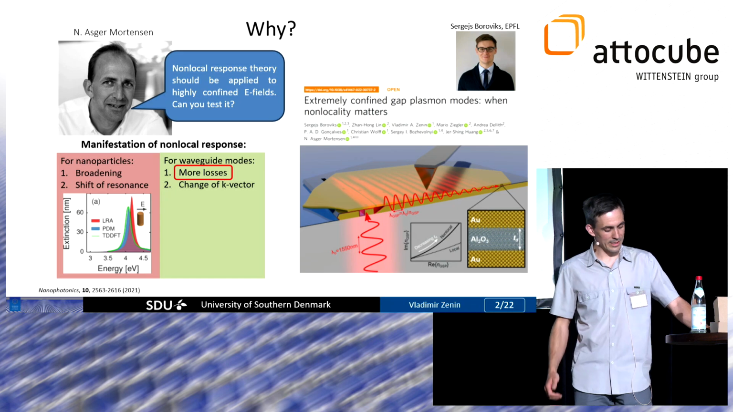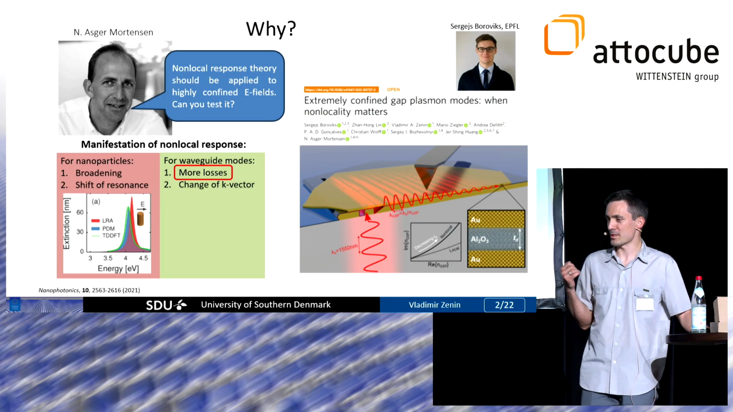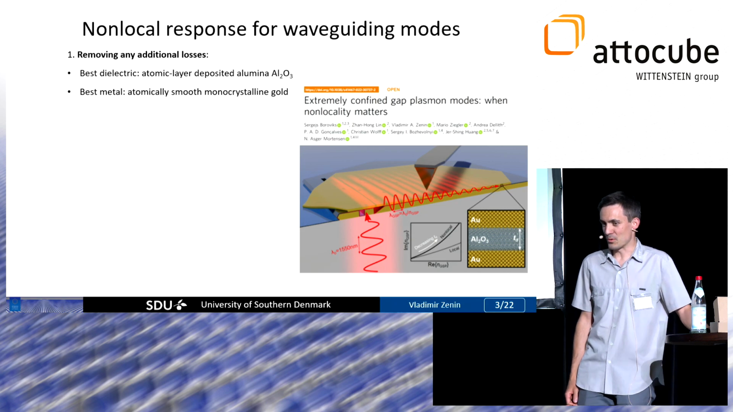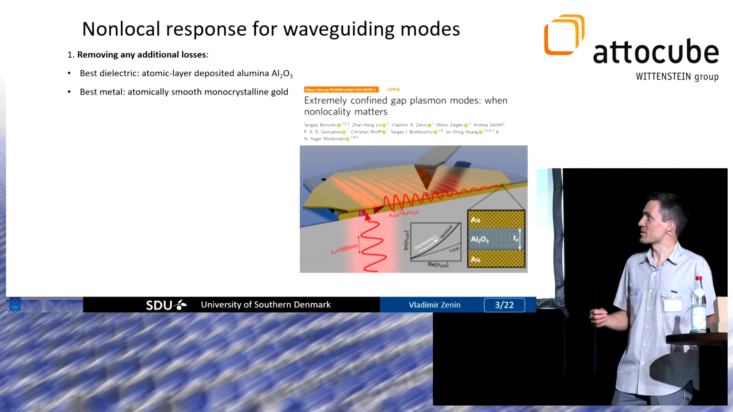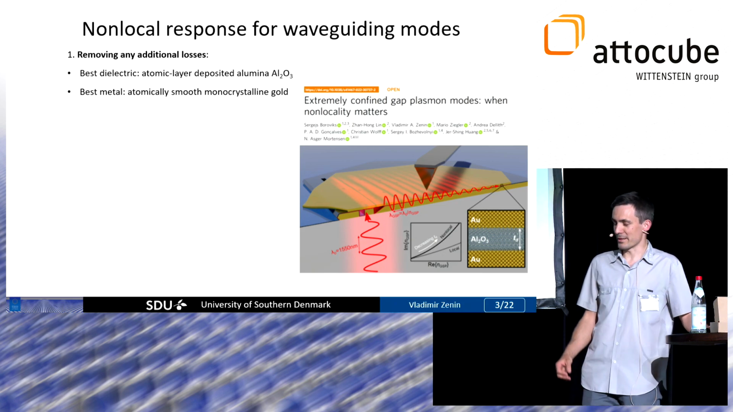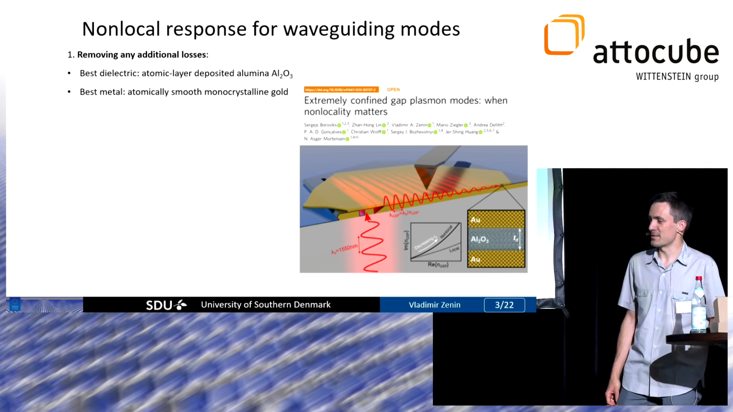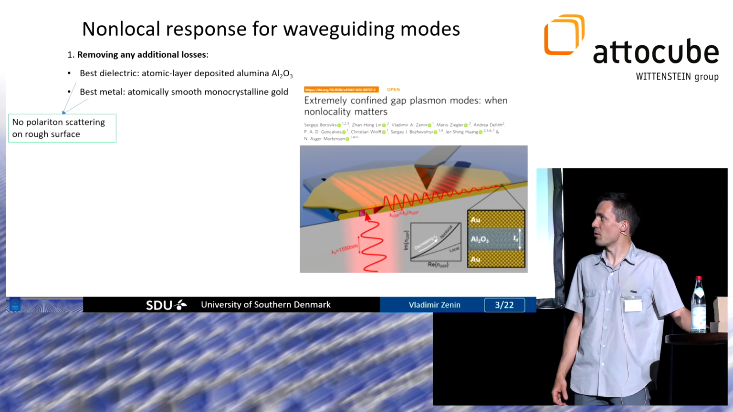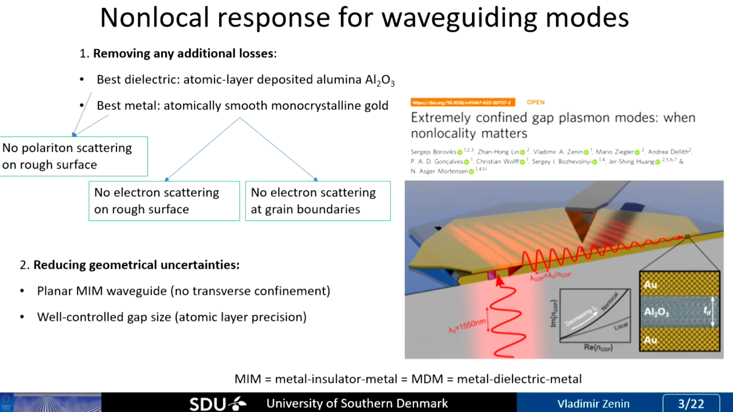So in order to prove that non-local theory works, and to show that there are more losses, you need to remove any other losses. So that's challenge number one: remove any additional losses. To solve it, we need to use the best material for the structure. So we used the best dielectric, which was atomic layer deposited alumina. And we used the best gold, which was chemically synthesized gold flakes. And this helps to remove all losses of polaritons, which usually scatter on the roughness. And it also removes all losses of electrons on rough surfaces and grain boundaries.